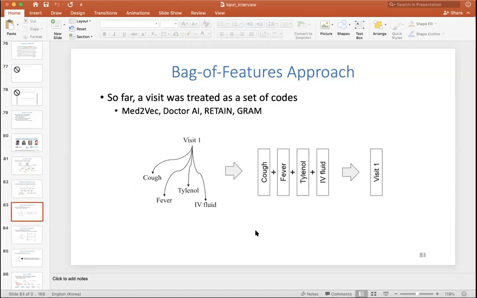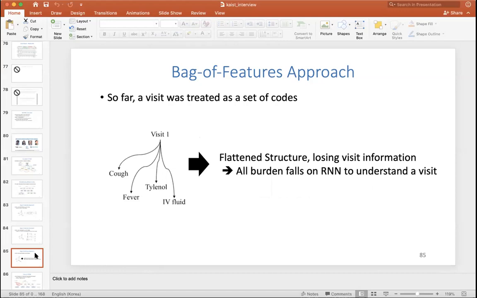This is called the bag of features approach, or bag of codes approach, because there is no sequence among them. There is no relationship among them. Everything is just equal parts, as if they're in a bag. Here the bag is the visit, and everything is just within the bag. Everything is just the same. So this kind of bag of features or bag of codes approach doesn't really help.